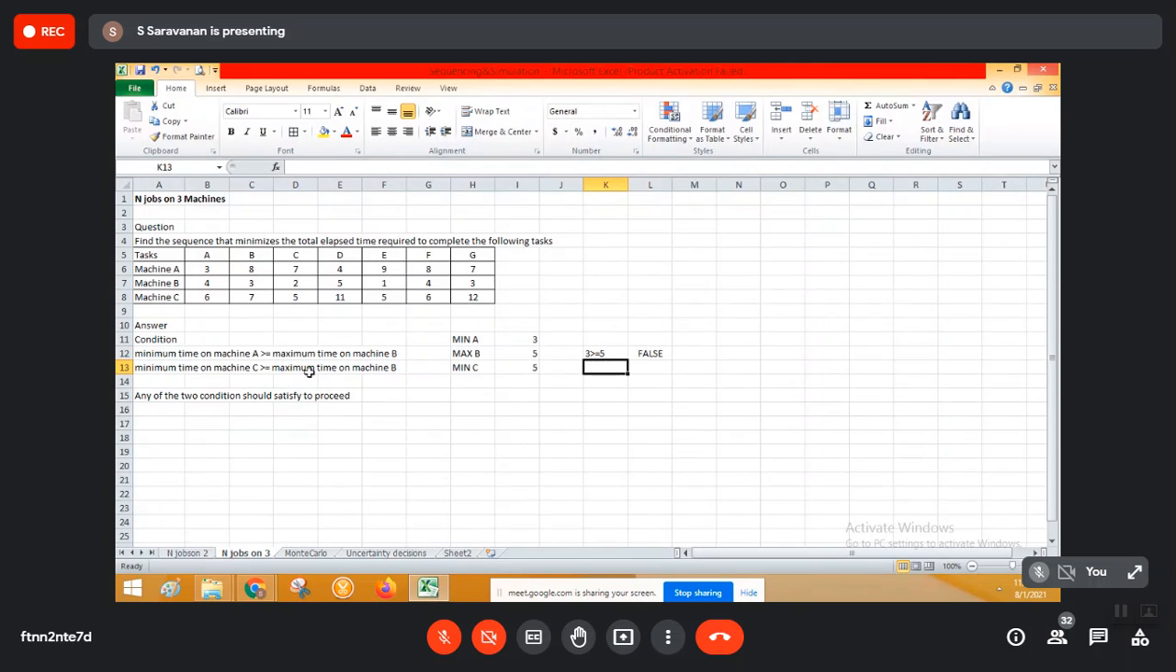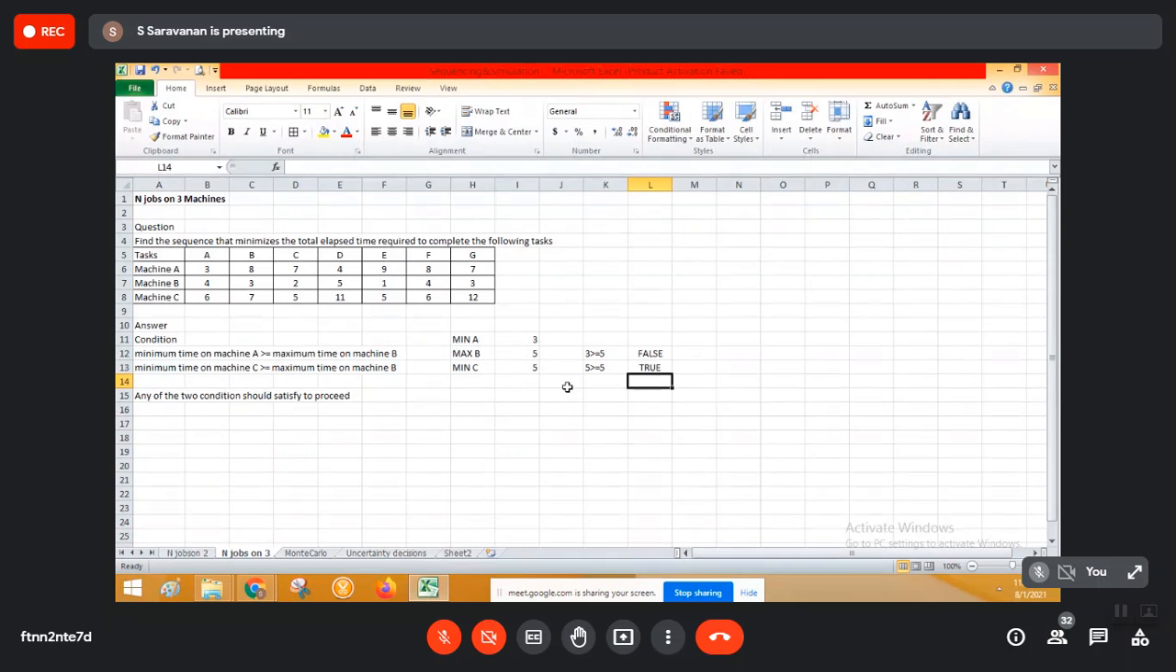The second condition: minimum time on machine C is 5. It should be greater than or equal to maximum time on machine B. Maximum time on machine B is 5. So this is true. Johnson's algorithm says that if any one of the conditions is true, we can solve this problem.